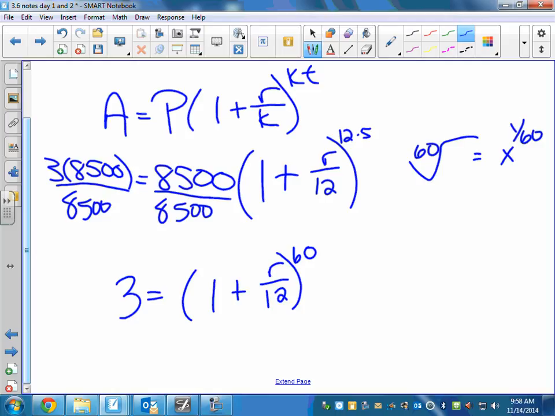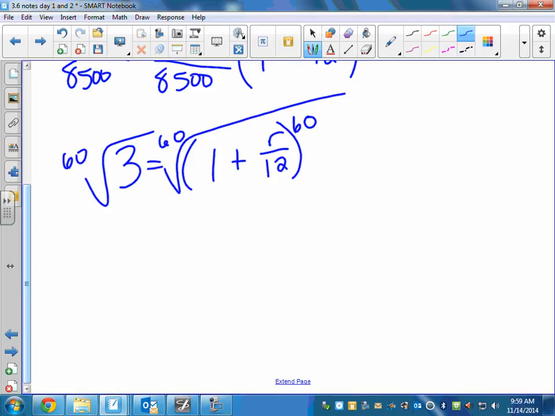So for me, let's take the 60th root of both sides. I'm going to get that the 60th root of 3 equals the 60th root of something to the 60th power, which is 1 plus R over 12, because it cancels that out. I tend to wait till the end to use my calculator, so that's why I just wrote it like that. Then I just have to solve for R, so what would I do?